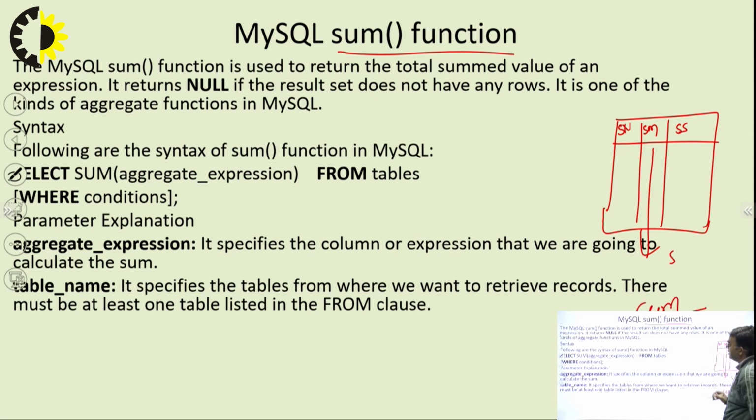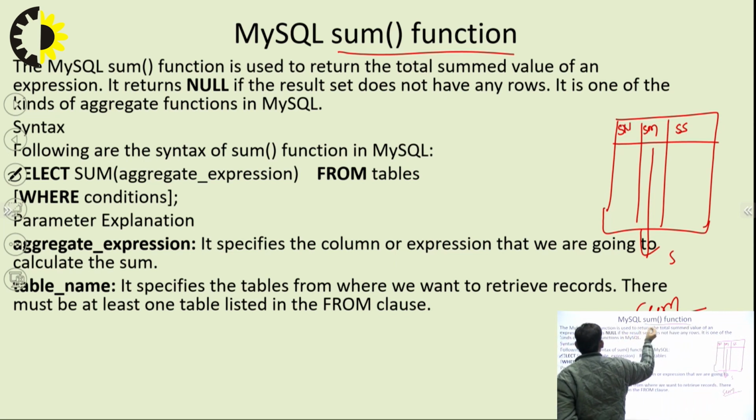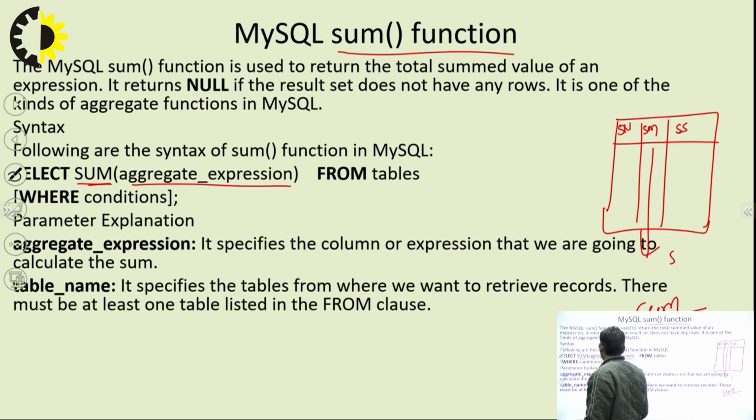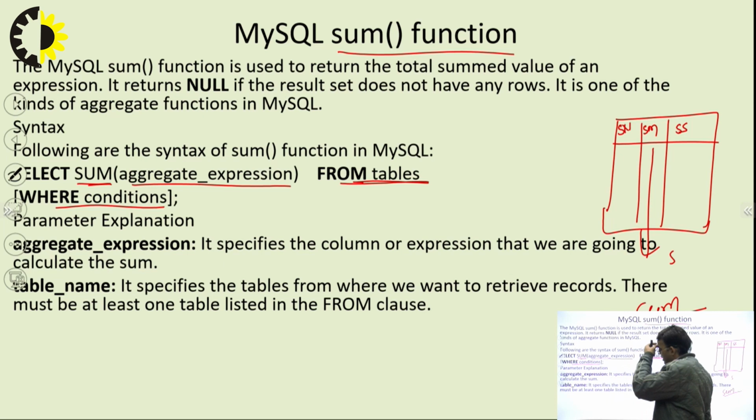How do we have to apply it? We have to understand the syntax. What is the syntax of the MySQL sum function? Here we have to use select, then sum, then the aggregate expression, whatever expression we are passing here. It means what is the basis for doing the addition, and then from where, from the given table, and we have to put a where condition. Actually, it is optional.